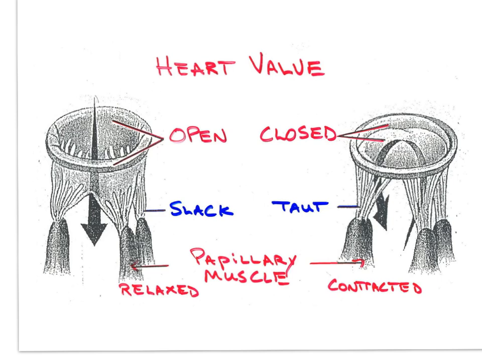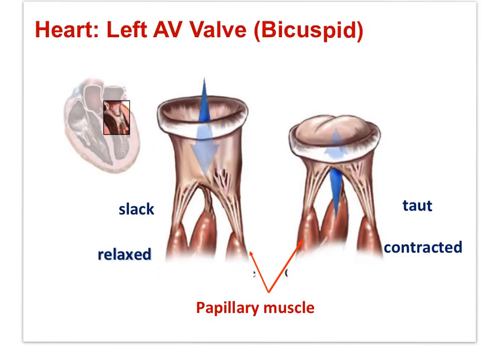Valves are composed of tough connective tissue and are supported by tendinous cords and small muscles. Here's another image of a valve, in this case the bicuspid valve, that lies between the left atrium and the left ventricle.